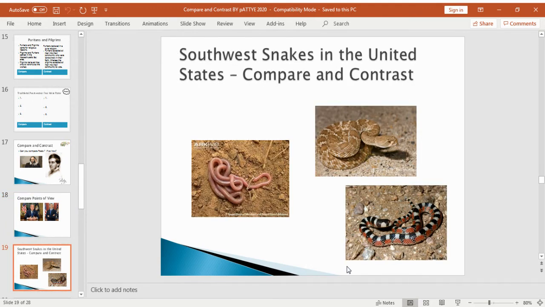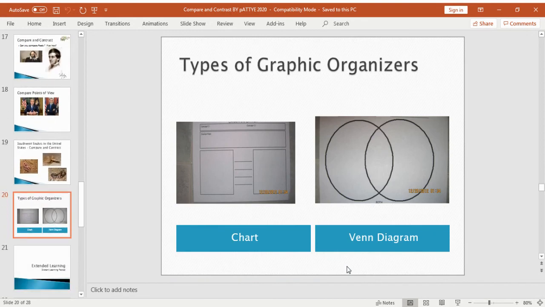You can also look in science and compare and contrast. We could compare these three snakes that are found in the Southwest. We can look at ways that they are alike and ways that they are different. When we compare and contrast, we often use graphic organizers. The most common is the Venn diagram to your right. However, there is also a chart and the charts that we have used in the previous slides.